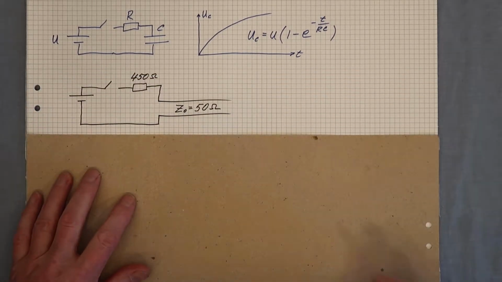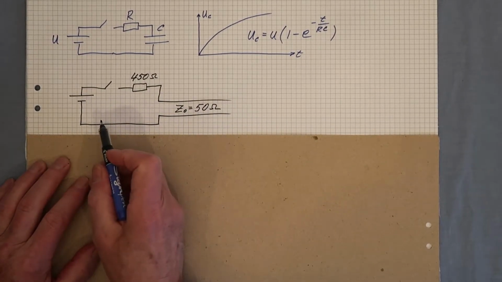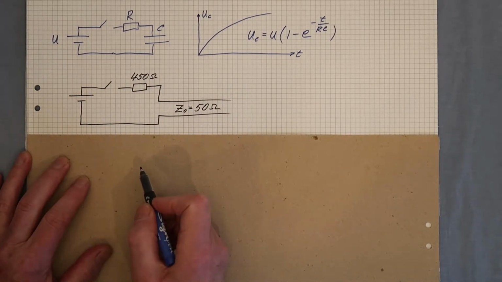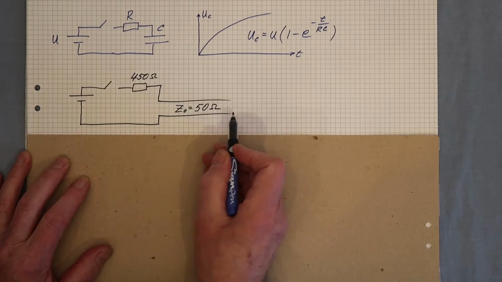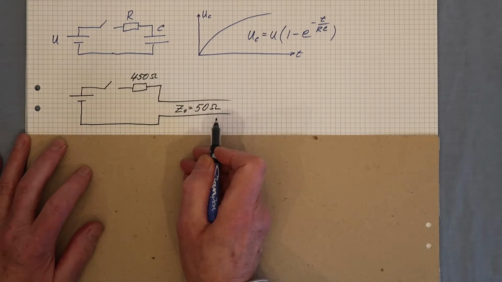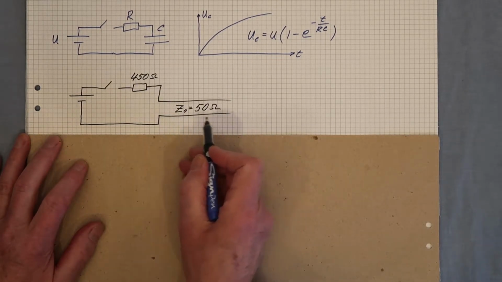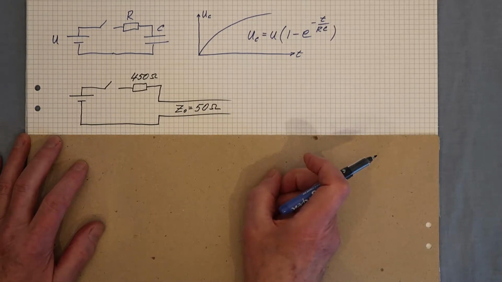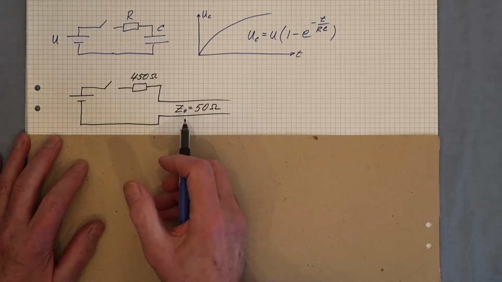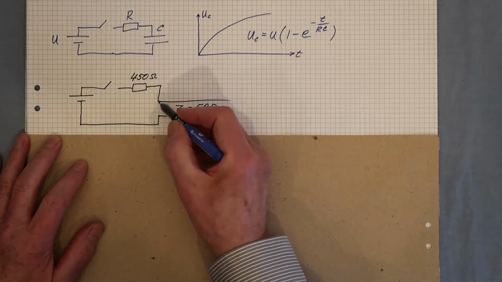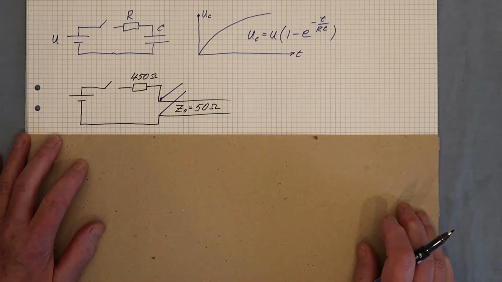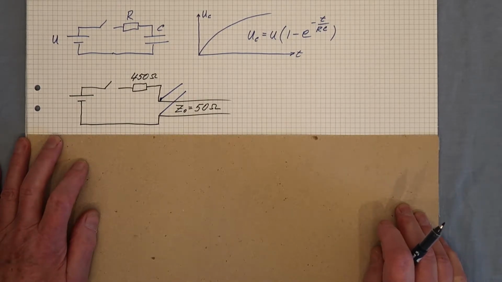We will start with a resistor of 450 ohms and connect a capacitor with a characteristic impedance of 50 ohms. All capacitors can be seen as short transmission lines, and the transmission line has a characteristic impedance. We will measure the voltage at the terminals and see what's happening.